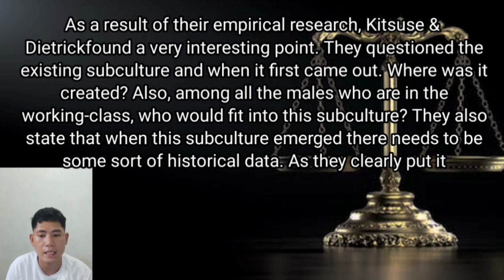As a result of their empirical research, Kitsuse and Dietrich found a very interesting point. They questioned the existence of the subculture and when it first came out. Where was it created? Also, among all the males in the working class, who would fit into this subculture? They also state that when this subculture emerged, there needs to be some sort of historical data, as they clearly put it.